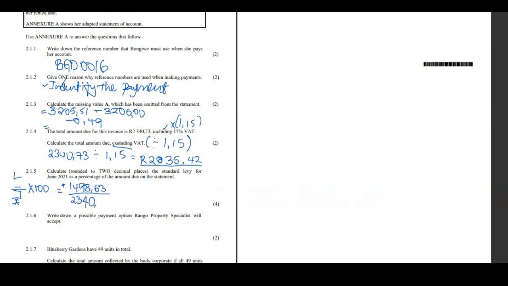2,340 rands and 73 cents. Multiply this by 100 and put that in a calculator. Please, you're free to calculate with me so that we don't make mistakes. So the answer here, I have it as 64 point something. Why am I rounding off? Because it told me to 2 decimal places. So that's why I have this answer here.